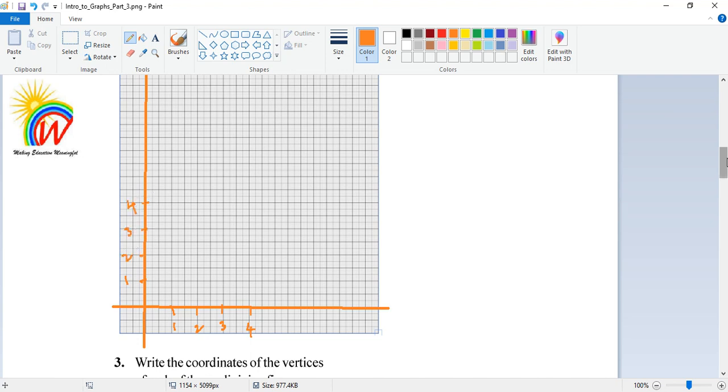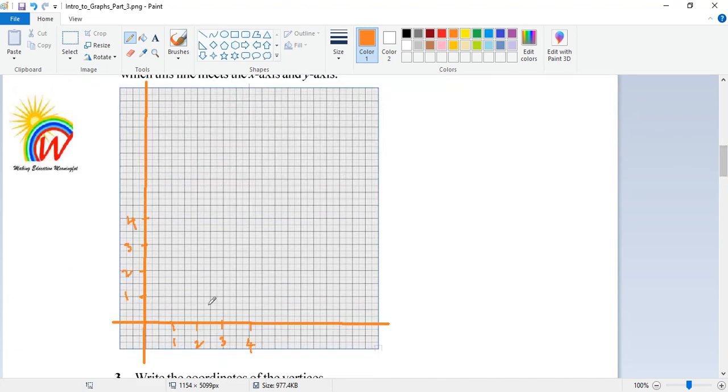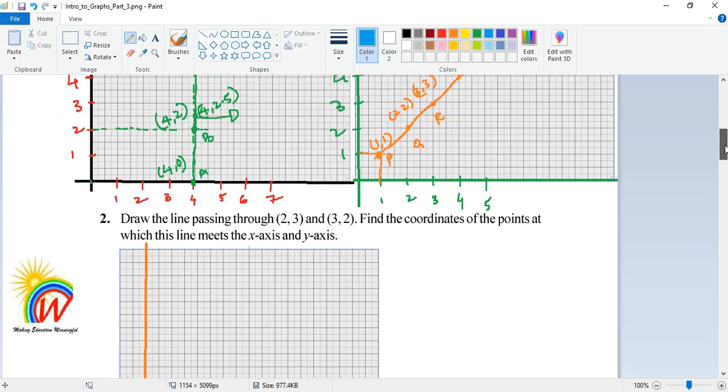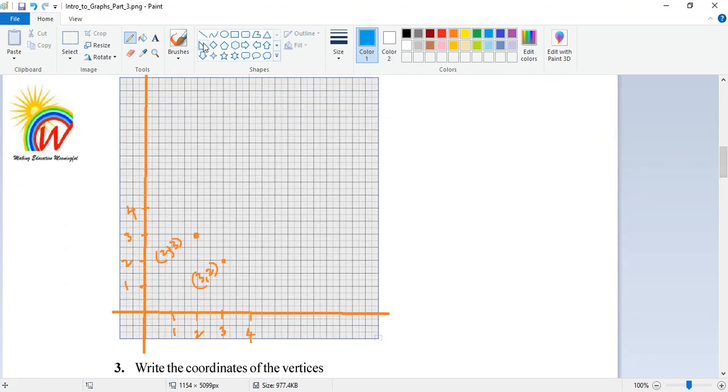Now 2 comma 3 is over here, 3 comma 2 is over here, right? So this is 2 comma 3 and this is 3 comma 2. Now they are asking you to draw a line which passes through these 2 points. So let us just join this line. You can just extend it like this, and you can continue doing this like this.